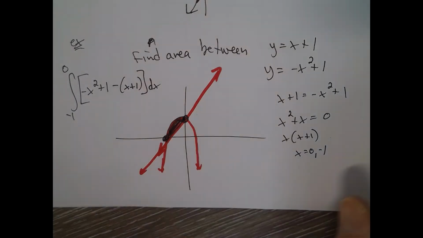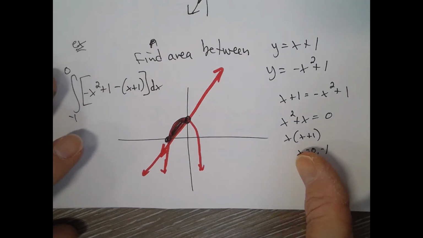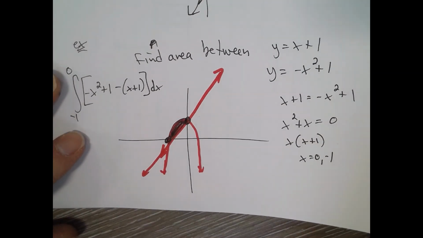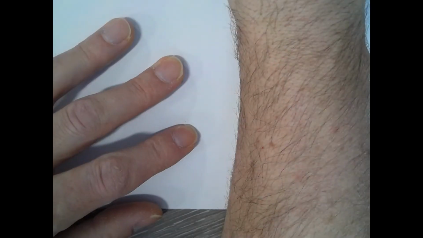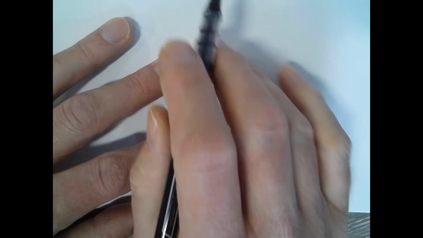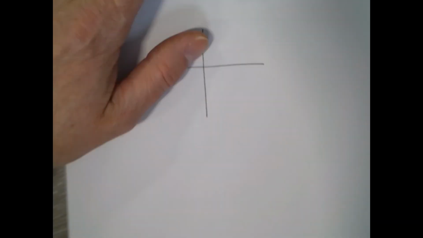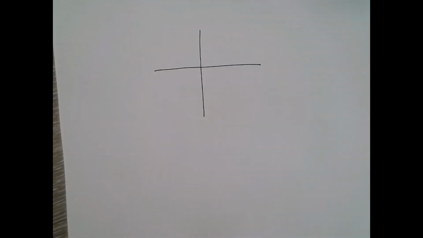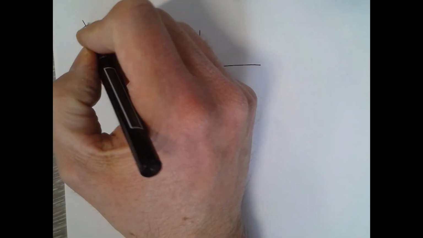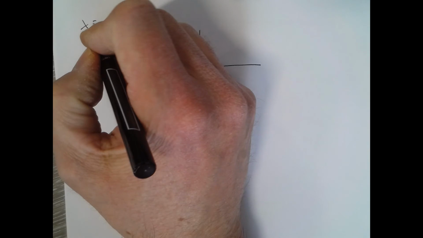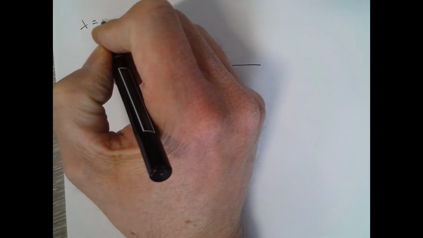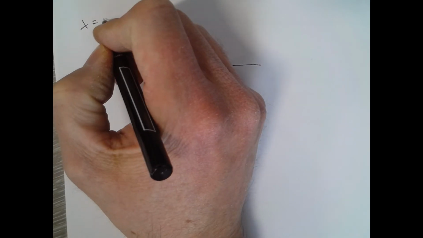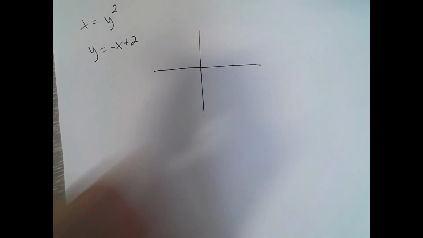Okay, another scenario would be if you had a situation where it was not bounded by the top and bottom. It would be bounded by right and left. So let's say I have x equals y squared and y equals... okay, x equals y squared.